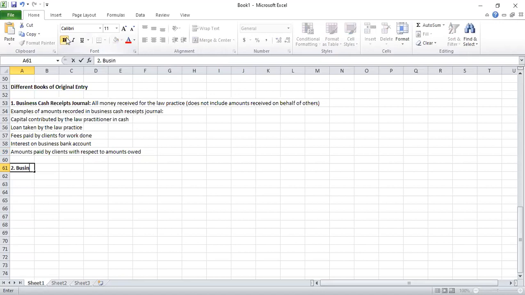Number 2, business cash payments, records all payments made from the business bank account, right? So normally the business cash payments journal will record payments that relate to the business, right? So examples of payments that can be done.